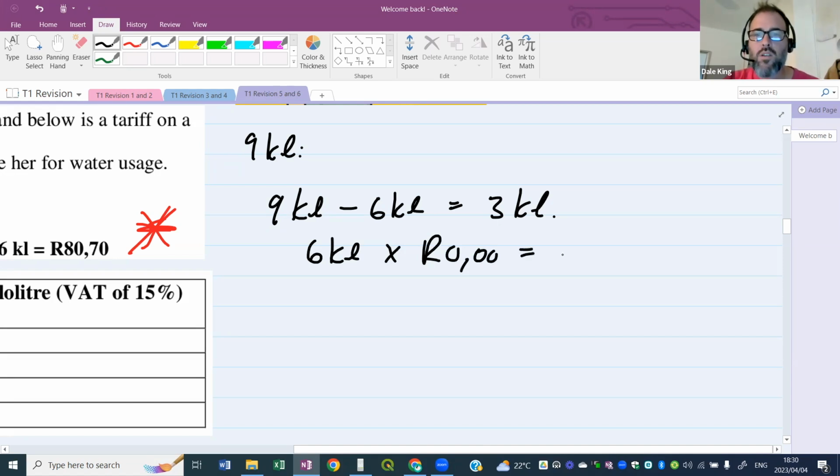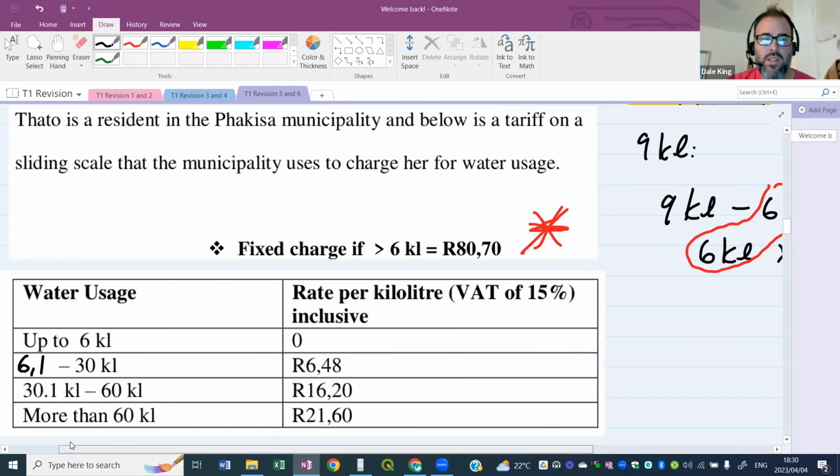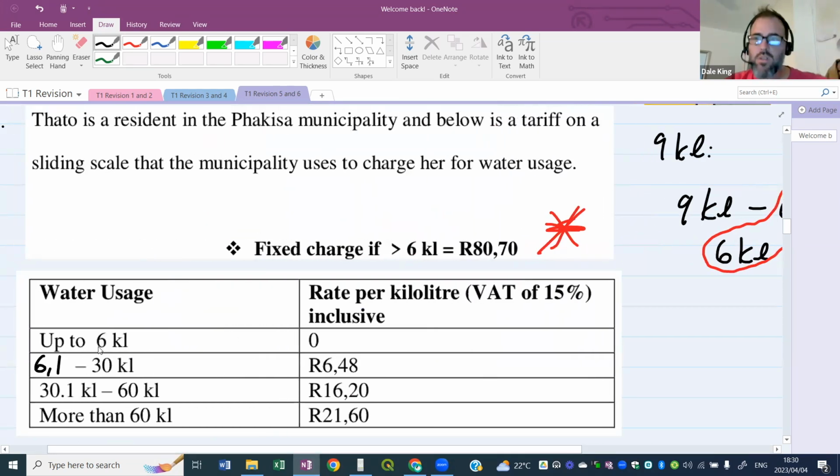I'm going to actually write it down, R0.00. You don't have to write this down because you know the answer is going to be zero. I'm going to write it down just to show you how we work this out. So this six here is charged at R0. Now we still have 3 kiloliters left, and we've moved out of the 6 kiloliter bracket. We're more than six, we are 9. But how many kiloliters of water do we have in the next bracket? We only have 3.